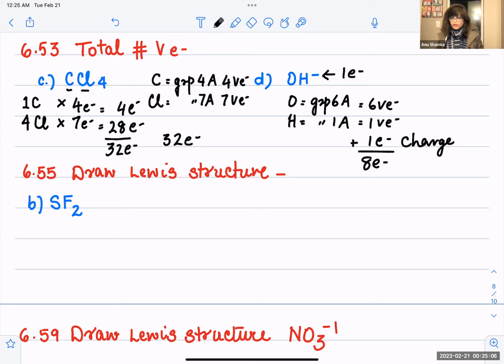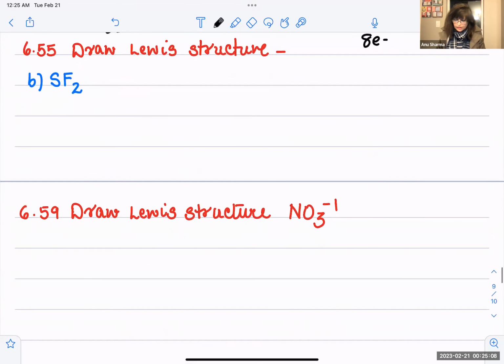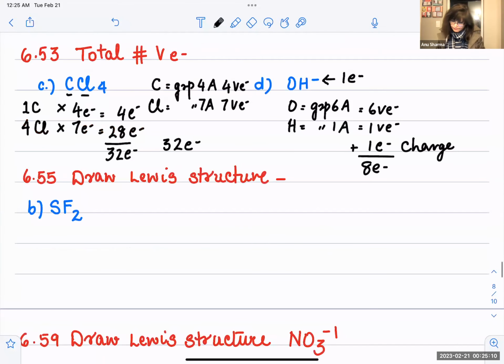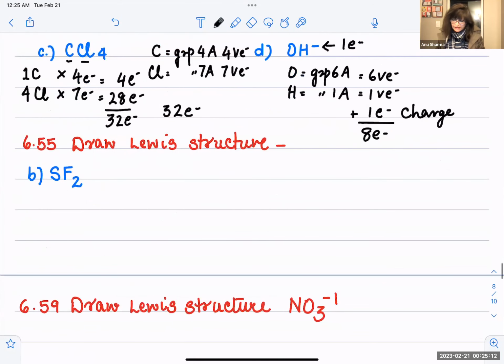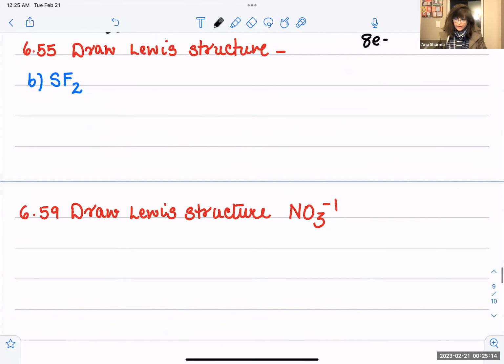Next, draw the Lewis structure of this molecule, which is sulfur difluoride. Here we are going to look at sulfur. Let's calculate the total number of valence electrons first. So let me write this down. The first step is total valence electrons. There is one sulfur and there are 2 fluorines.